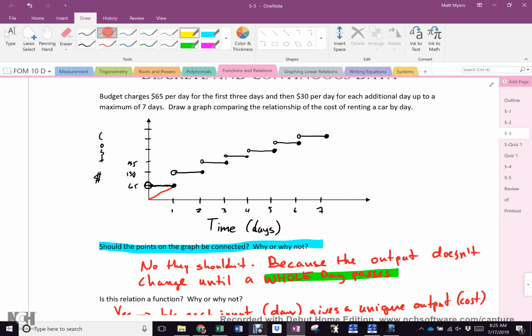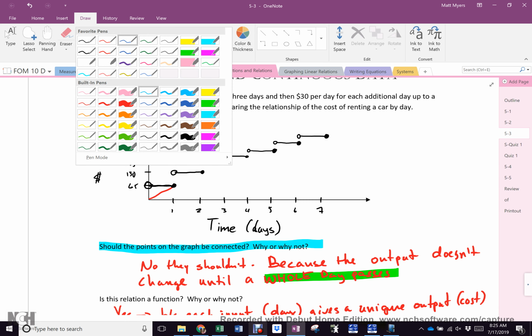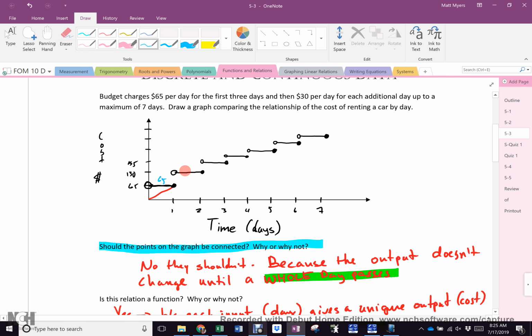What do I pay here? 65. What do I pay here? 130. What do I pay here? $195. What do I pay here? Oh, I changed it. I'm adding 30. I know it's tough. Do the addition. 225. What do I pay here? 225 plus 30, ladies and gentlemen. 255. What do I pay here? 285. What do I pay here? 315.